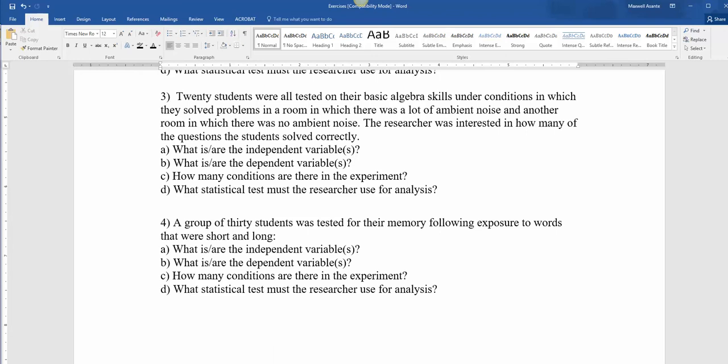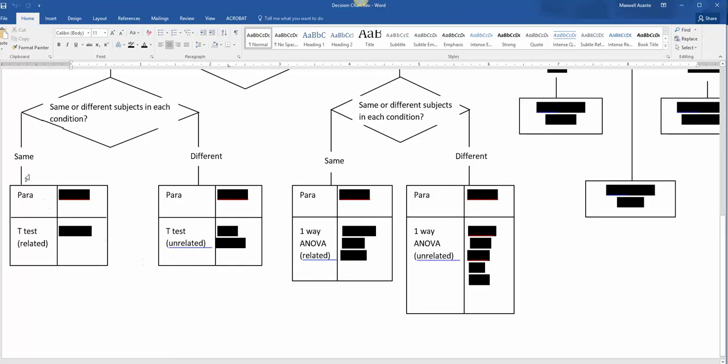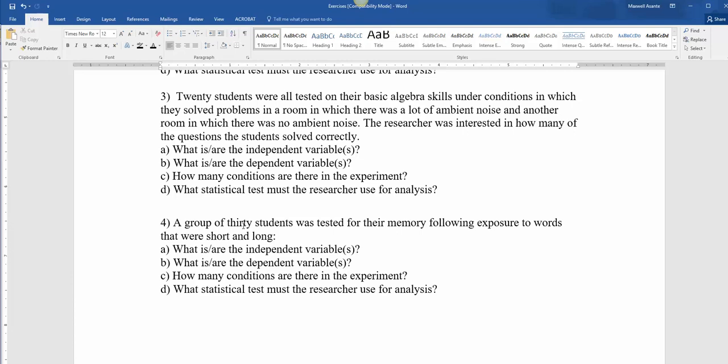Let's go back quickly to the chart and see what happens. Here we are considering one independent variable, which is the length of the words. How many experimental conditions? We know we have two, short and long. And the next question is, do you have the same or different individuals being exposed to the short and the long words? Is it the same individuals? So if we go back, it says a group of 30 students was tested for their memory following exposure to words that were short and long. It's the same group of individuals who were given the short words and the long words.